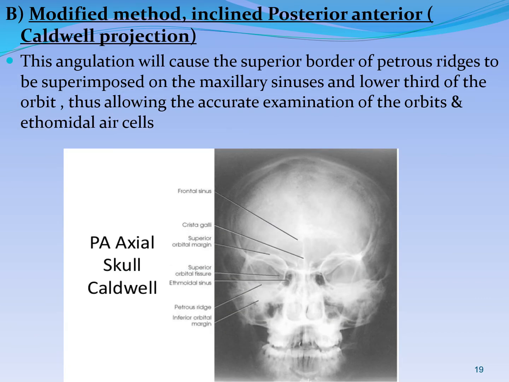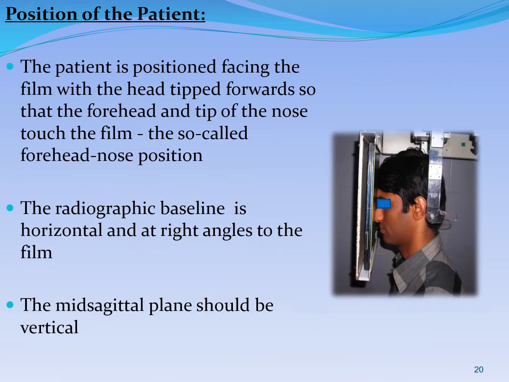In the modified method, this allows the superior border of the petrous ridges to be superimposed on the maxillary sinuses and lower third of the orbit, thus allowing the accurate examination of the orbits and ethmoidal air cells. Positioning of the patient is similar, forehead-nose position. The radiographic baseline is horizontal and at right angles to the film.